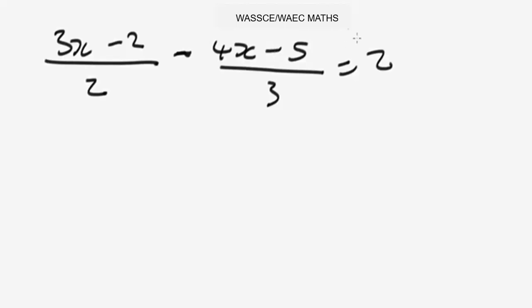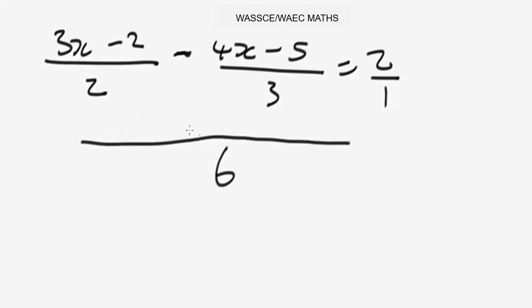Okay, let's do it together. So we're going to apply the second method. This 2 is the same thing as 2 over 1. So let's find the LCM. The LCM will give us 6. Okay, now 6 divided by 2 is 3. 3 multiplies what we have here. So we're going to have 3 times 3x minus 2.